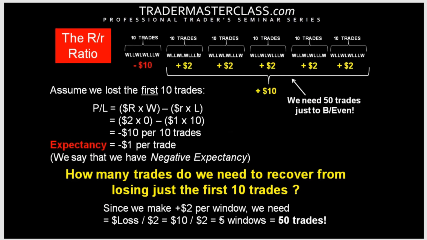So you need 10, 20, 30, 40. You need 50 trades. Can you imagine that? You need 50 trades, assuming everything goes smoothly, wonderfully, according to plan, no hiccups. Over 50 trades, you trade like a superstar, and every 10 trades, you make $2.